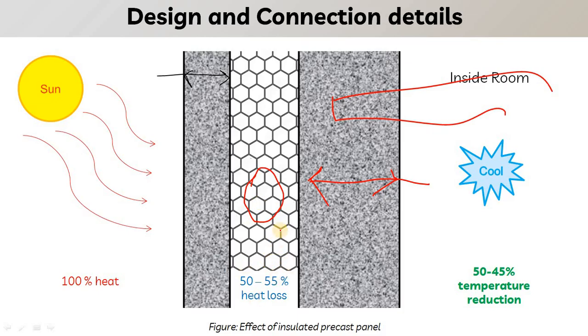If we compare the loss of heat using this insulation material, it will reduce the heat by 50 to 55 percent, and it reduces the temperature by 50%. That ultimately reduces the requirement of air conditioning compared to solid wall panels. So this is the effect of using precast insulated panels, which can also be identified as sandwich wall panels.